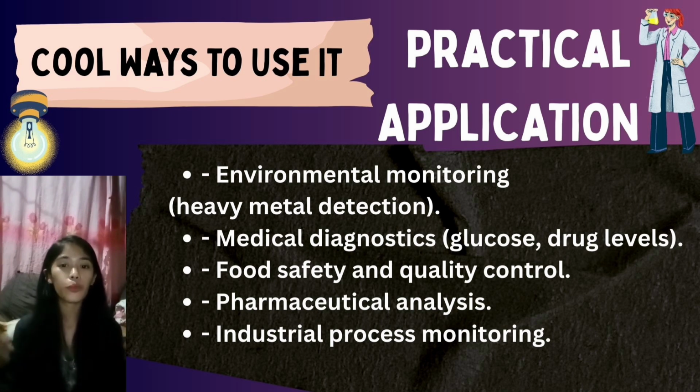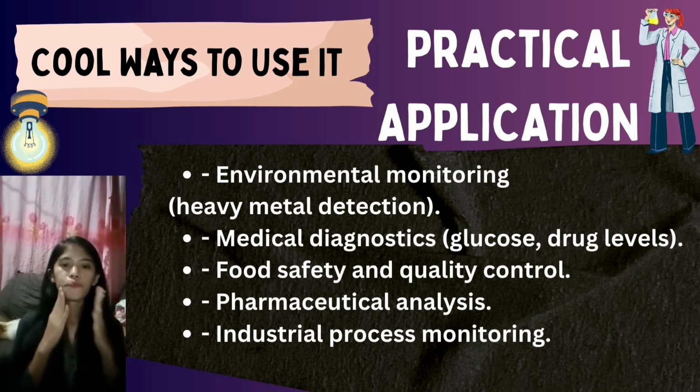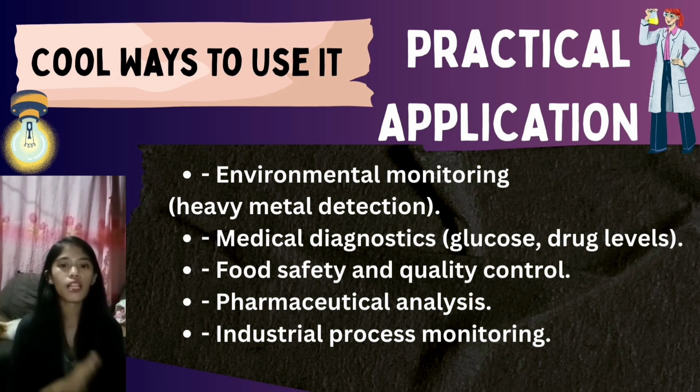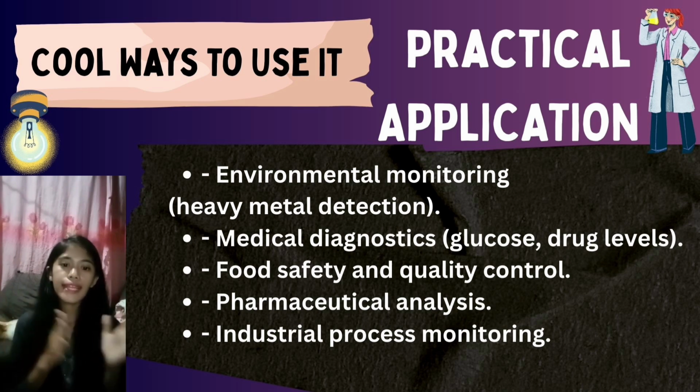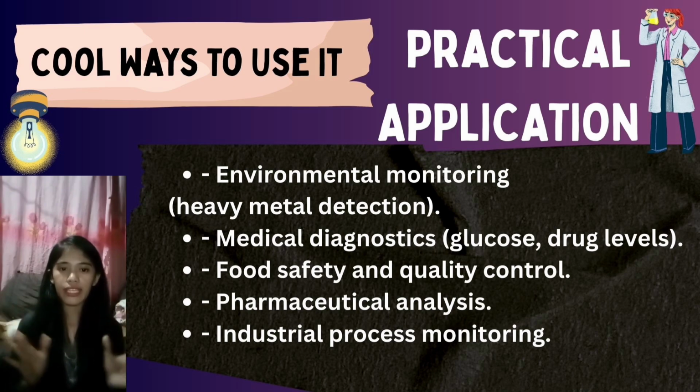Voltammetry is also a star in the world of medicine and healthcare. It can be used for medical diagnostics. Doctors and researchers can use it to measure important substances in biological samples like blood or urine. For instance, some voltammetric sensors can measure glucose levels for people with diabetes. Others can detect certain drugs or their breakdown products in the body. This helps the doctor diagnose diseases, monitor a patient's condition, or make sure medications are working correctly.